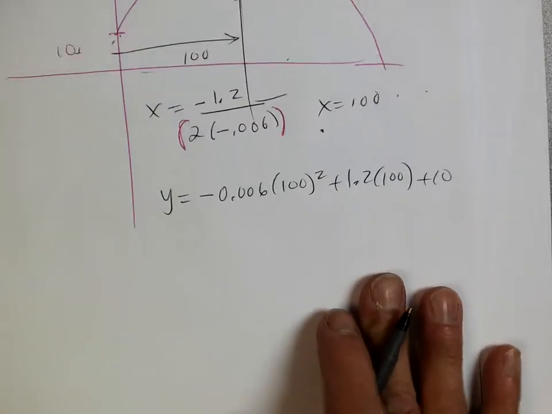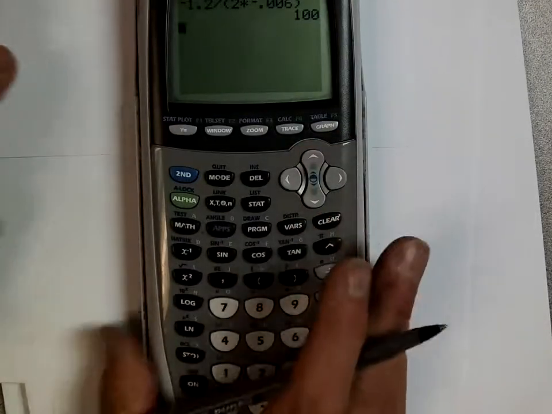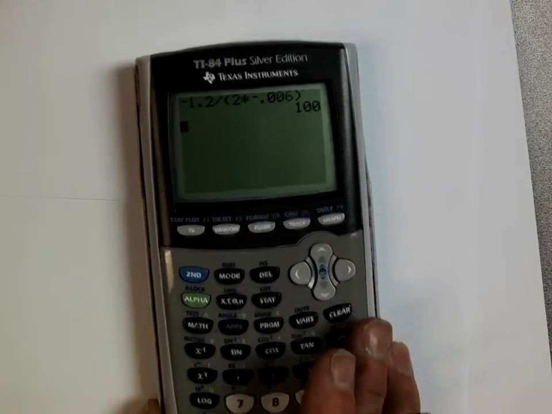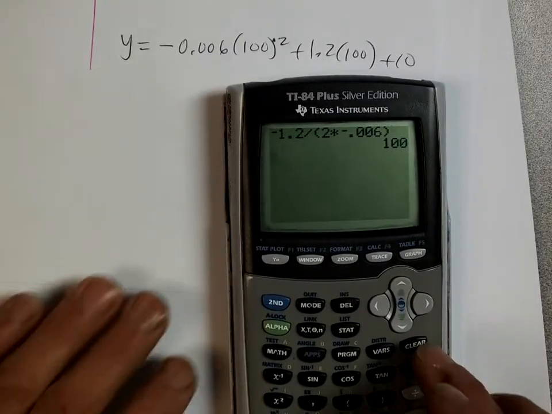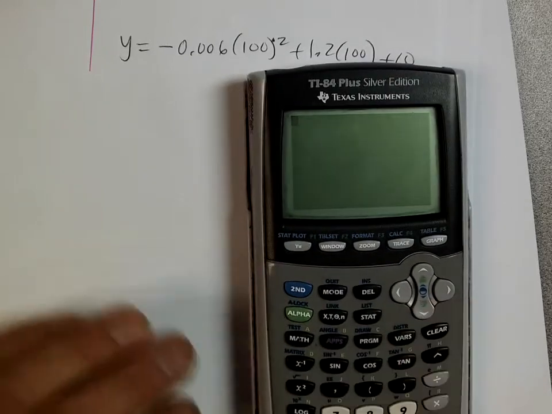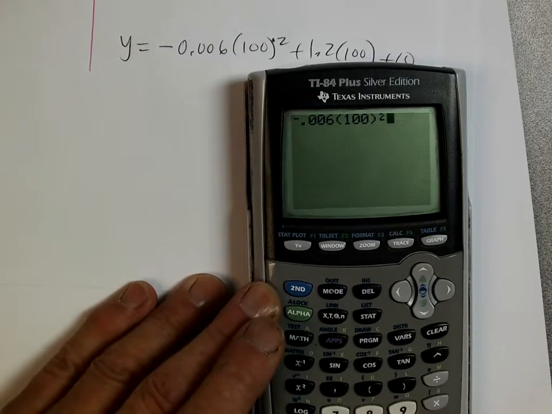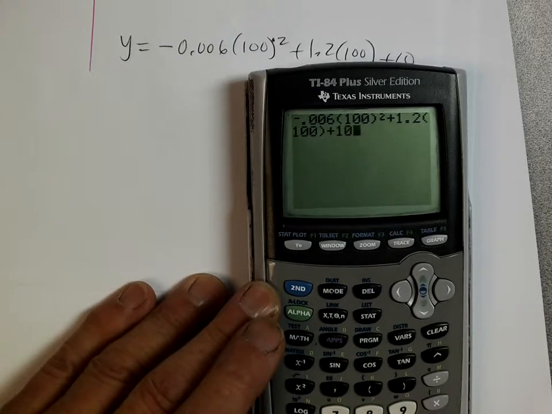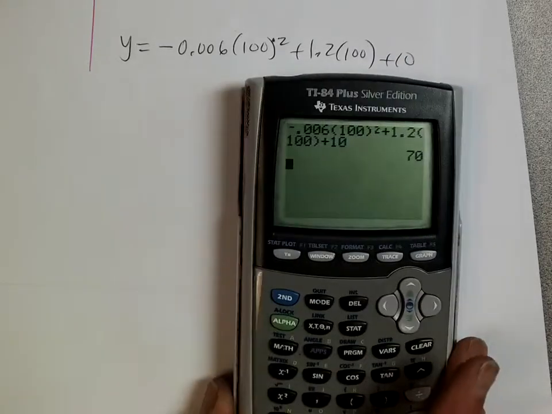The way I plug and chug is I just let the calculator do it for me. I would let the calculator do the whole thing. So I go negative 0.006 times 100 squared, plus 1.2 times 100 plus 10, and I get 70. So 70 is the corresponding y value.